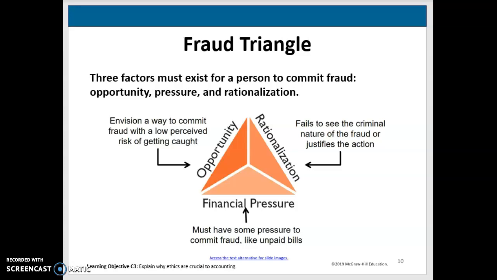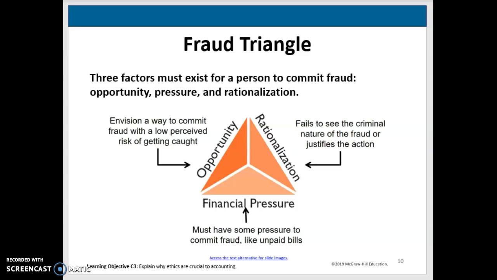So opportunity means that a person might be able to commit fraud with a low risk of getting caught, or a low perceived risk of getting caught. What that means is there's some kind of internal control in your company that is weak, which allows them to do something and get away with it.